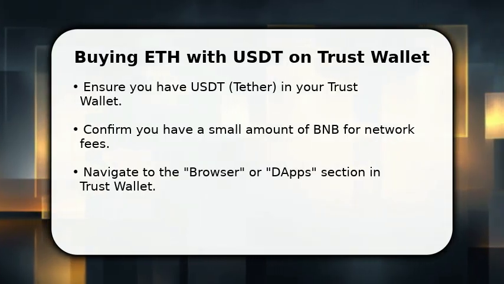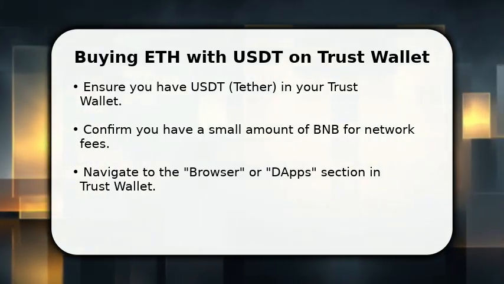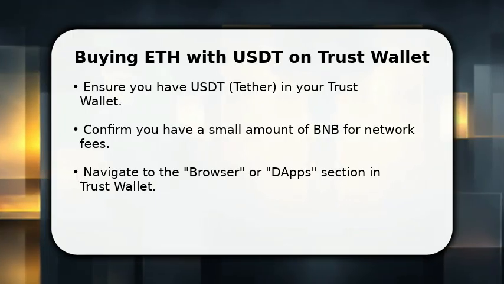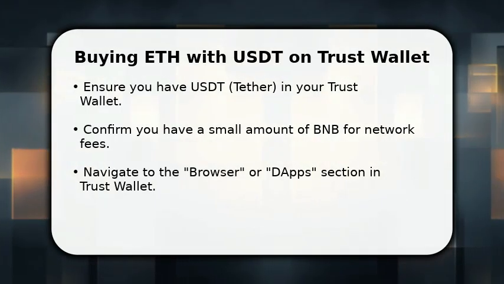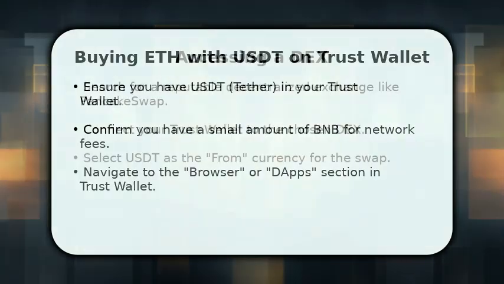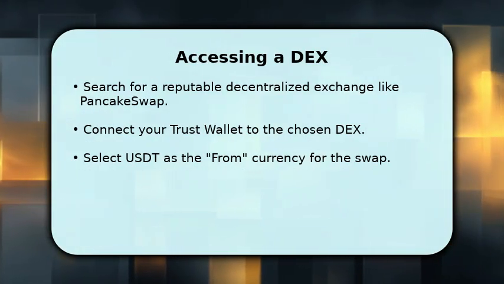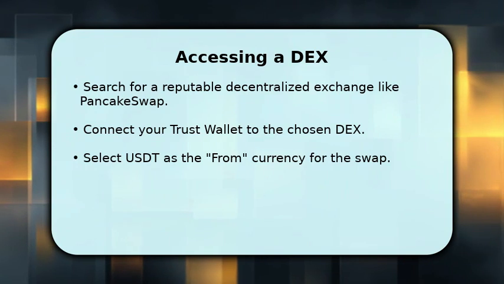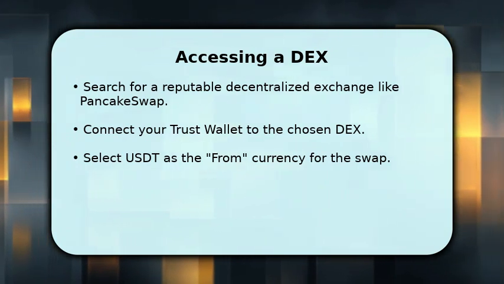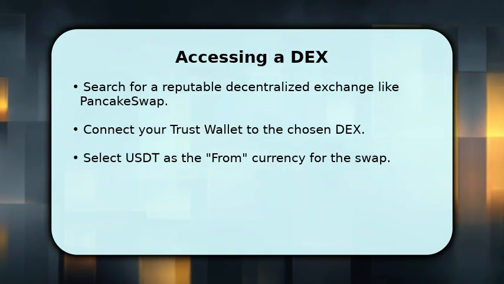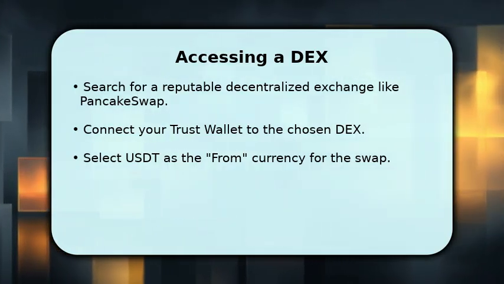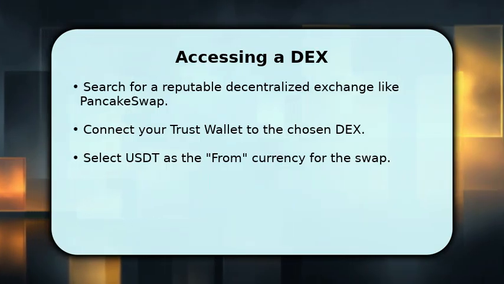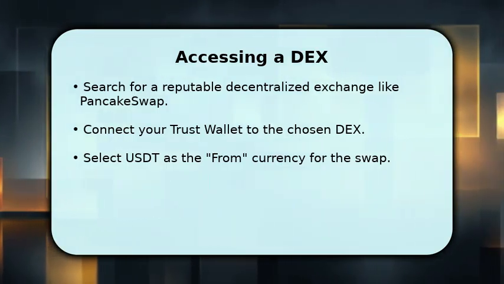Next, open your Trust Wallet application and locate the Browser or dApps tab at the bottom of the screen. This is where we'll access the decentralized exchange. Once in the dApps browser, search for a decentralized exchange that supports the Binance Smart Chain, such as PancakeSwap. After finding it, connect your Trust Wallet to the exchange. This usually involves a simple tap to confirm the connection.